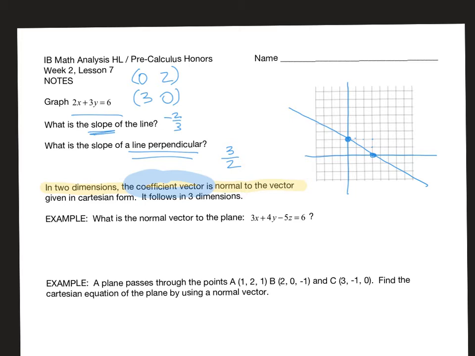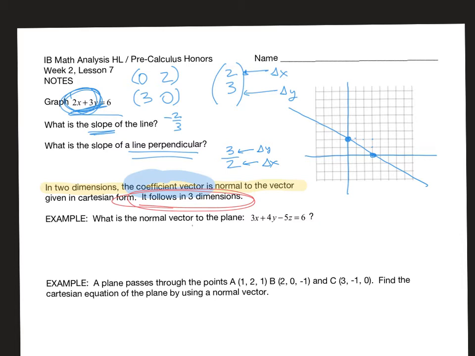The coefficient vector has to do with this. The coefficients there are 2, 3. All right, now just a reminder, this is the change in the x direction, and this is the change in the y direction, which is what we just said when we talked about slope. We just said that that was the perpendicular slope. So if you're looking at the coefficients, you know the slope of the perpendicular. Okay, now here, and again, this is kind of tiny, it's sort of hidden in here, but it follows in 3 dimensions.